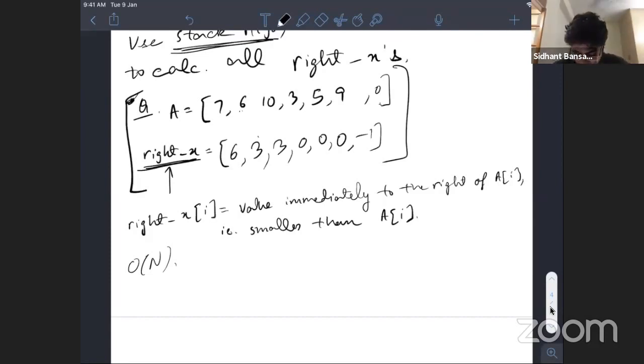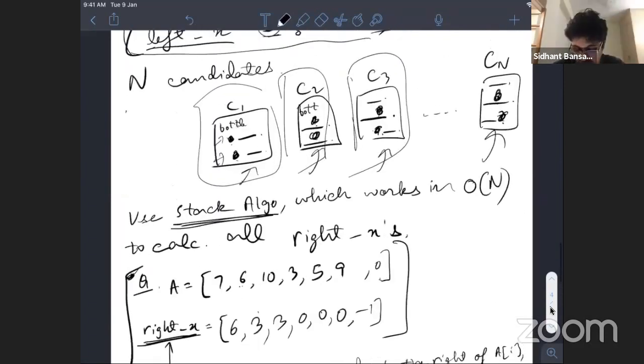Now, the naive algorithm is n square. You guys can think about the n square algorithm. It's pretty simple. But what we are interested in is an O(n) algorithm. So I'll show you how to solve this in O(n). Once we have got this, then tackling the previous question becomes much simpler.